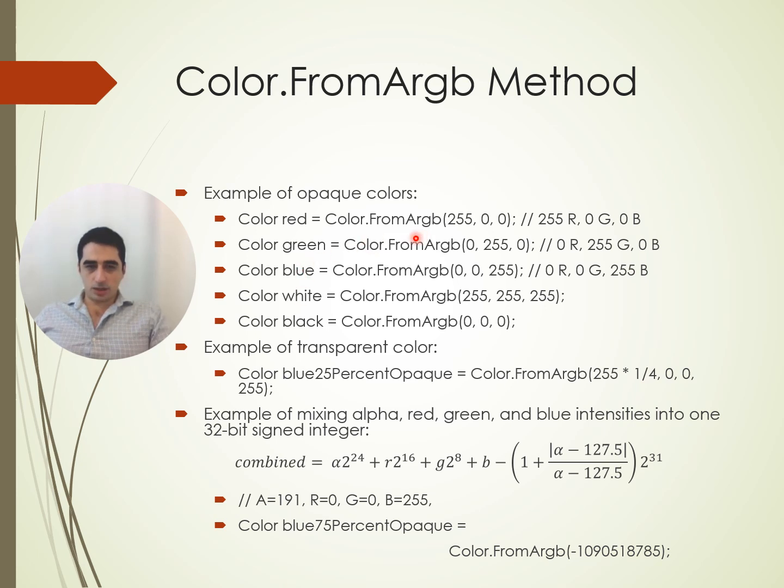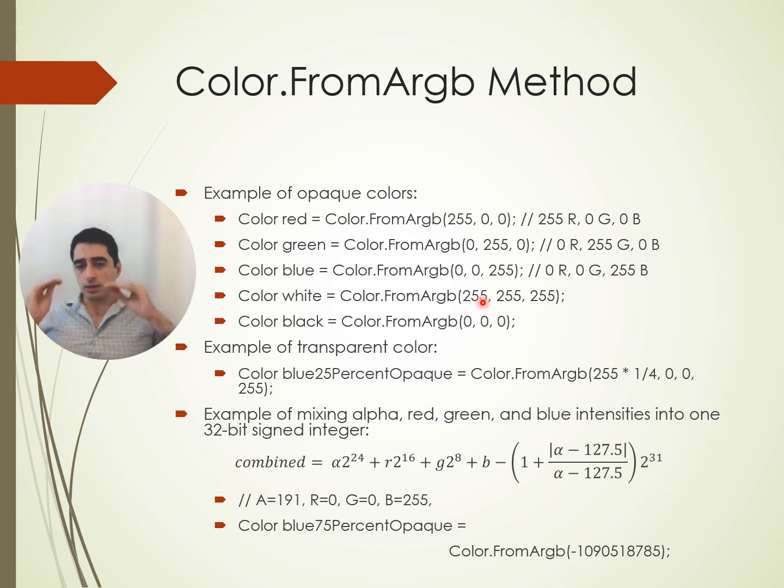Here's an example of using the methods defined in the Color structure. Let's say you want to create an opaque red color. Then you say Color red equals Color.FromArgb 255 as the red intensity, 0 as the green, and 0 as the blue intensity. That's going to give you the most intense red. For green, 0, 255, 0. For blue, 0, 0, 255. And then if you have all the 3 components set to maximum, it's going to give you white, because it's a combination of all the 3 colors.